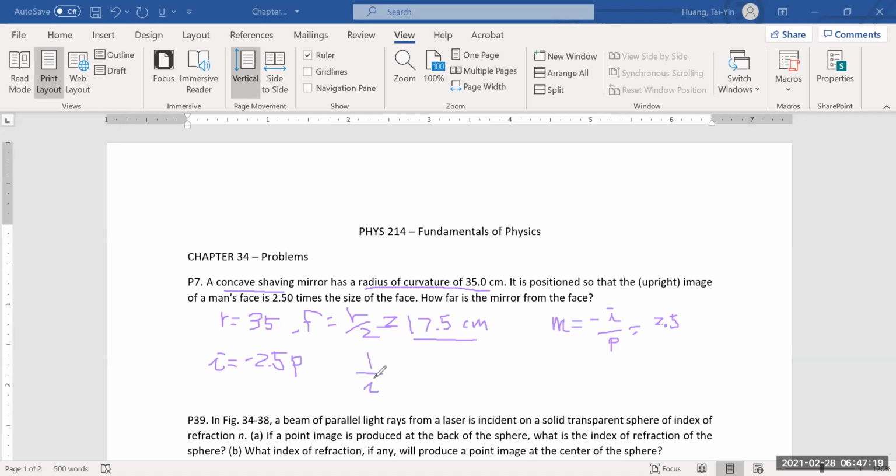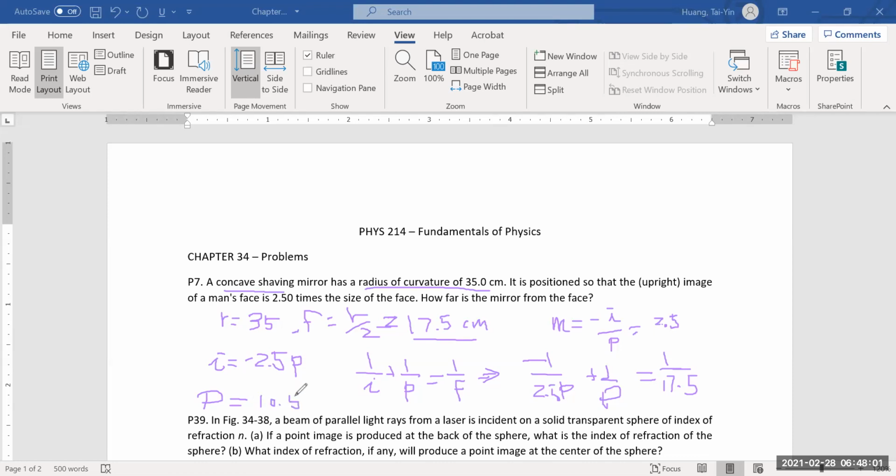1 over I plus 1 over P is equal to 1 over F. So in that case, we can just plug in the numbers. Your I is negative 2.5 P, so that's negative 1 over 2.5 P, plus 1 over P, and that is equal to 1 over 17.5. Once you plug in the numbers and rearrange this to get your P, you should get a value of 10.5 centimeters.